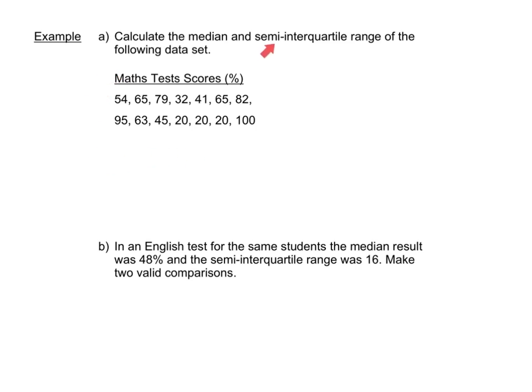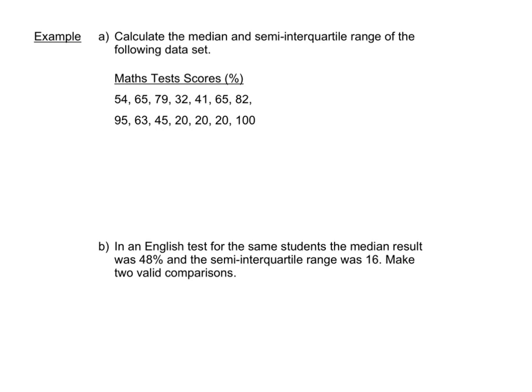If I want to find the semi-interquartile range, going back to the formula, which was Q3 minus Q1 all over 2, it means I need to know the value of Q1 and Q3. I also need to find the value of Q2 because I'm asked for the median here. So first thing we're going to do is put all of this data in order and find the quartiles.